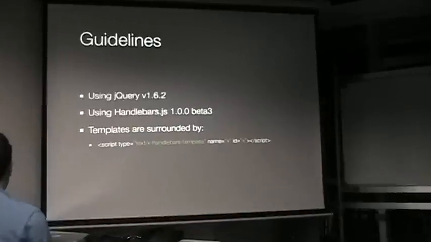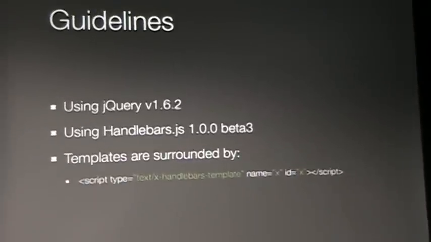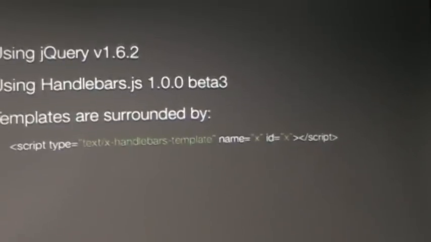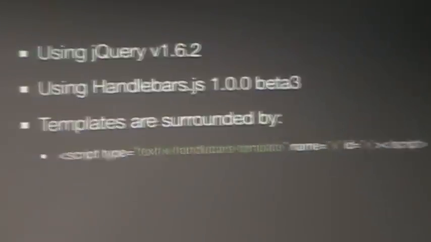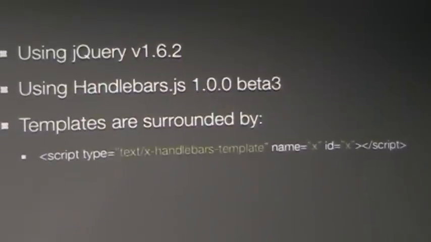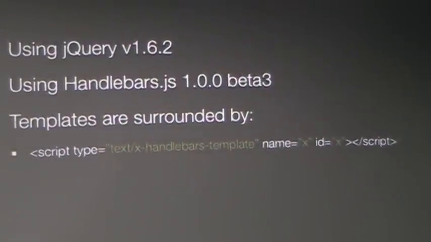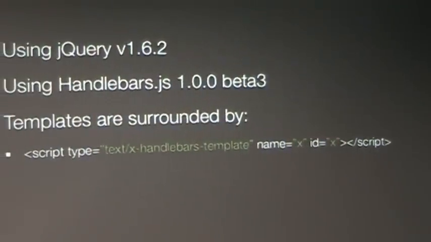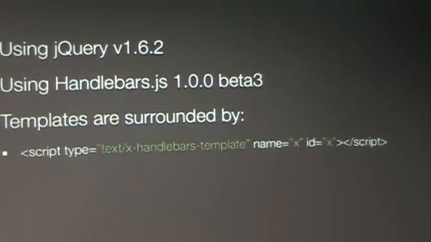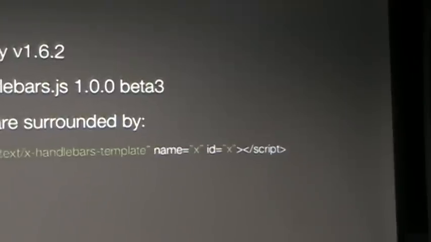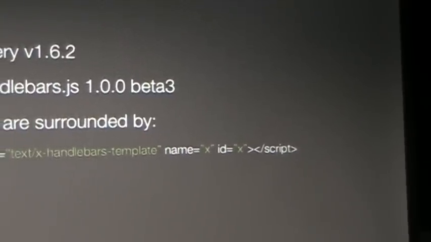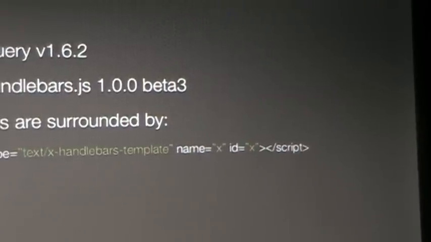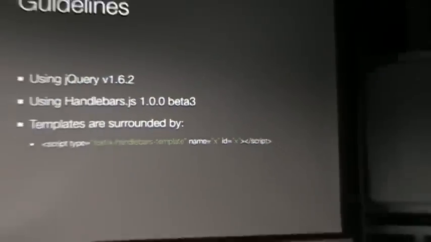So quick guidelines for this talk. I'm using jQuery version 1.6.2. I'm using Handlebars.js 1.0.0 beta 3. So I wouldn't be typing this long string again and again, all templates of Handlebars would be surrounded by this script tag, which has a type of text/x-handlebars-template. And then the name and ID are just used so that you could easily get the contents. For example, for jQuery, put the ID as selector just to get the HTML text template.